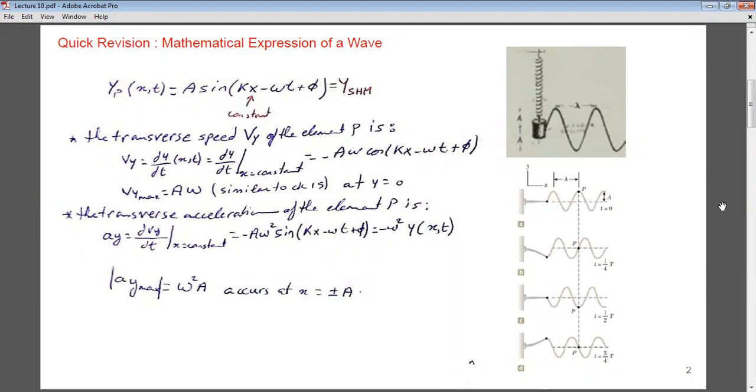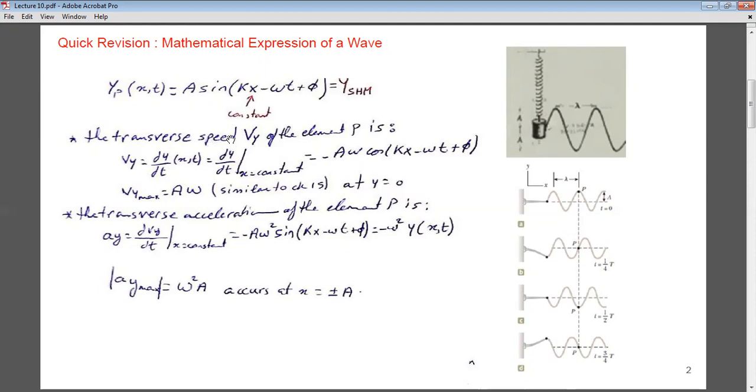That is, if I take a snapshot now, it will be different from this snapshot over here, different from this snapshot over here, different from this snapshot over here. Plus this phase constant phi, which we agreed we get from initial conditions.